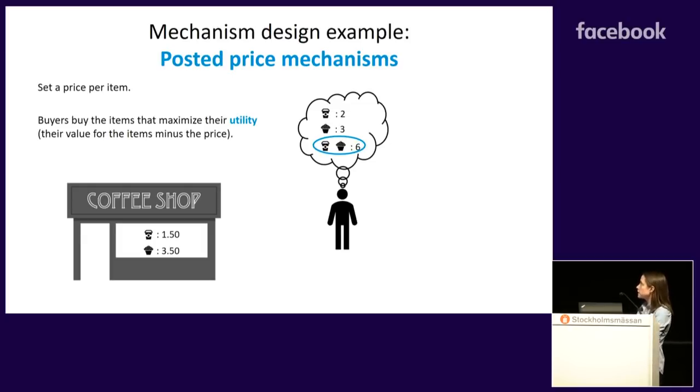So for example, this buyer is going to have a utility of 50 cents for the coffee because that's their value minus the price. They're going to have a utility of negative 50 cents for the muffin, and they're going to have a utility for the bundle of the pair at $1 because that's the value minus the price. So they're going to buy the bundle, the coffee and the muffin. That maximizes their utility.